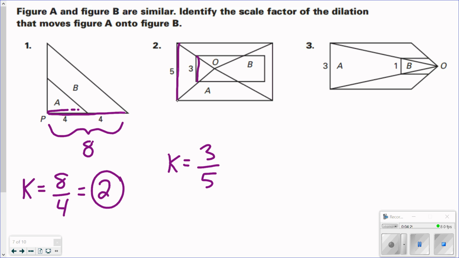Our third example, I start from my large triangle to my small triangle. So once again, my scale factor needs to be a number that is less than 1. So what would my scale factor be here? It would be 1/3.